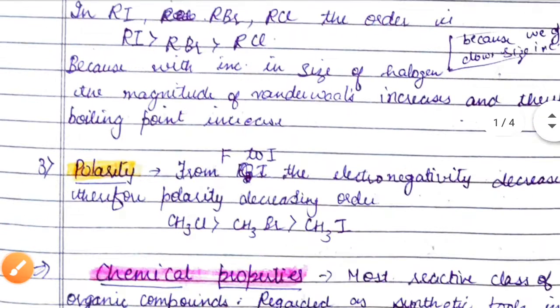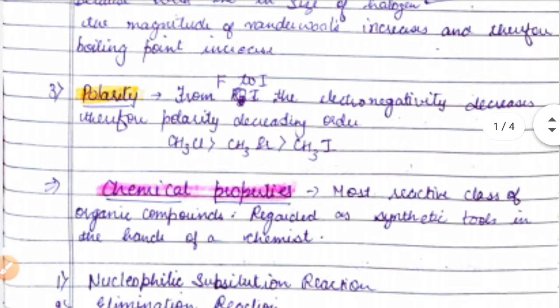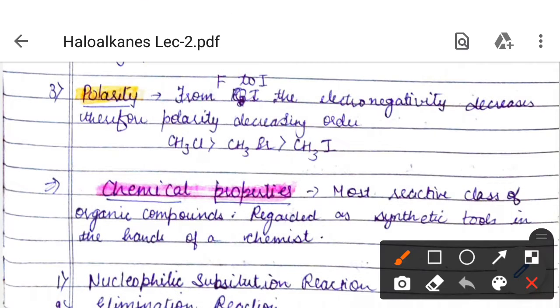Next is polarity. As we have already discussed, they are polar due to the presence of halogen atoms, and chloroalkanes will be more polar than bromo than iodo because of the difference of electronegativity. Cl is more electronegative than Br and than I. So chloroalkanes are more polar, and iodoalkanes are least polar.